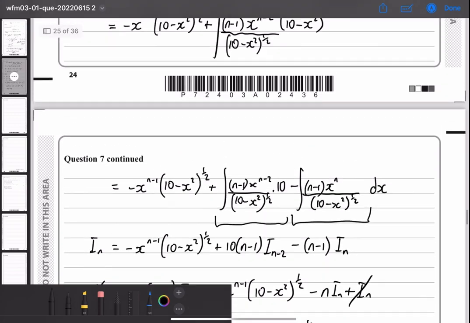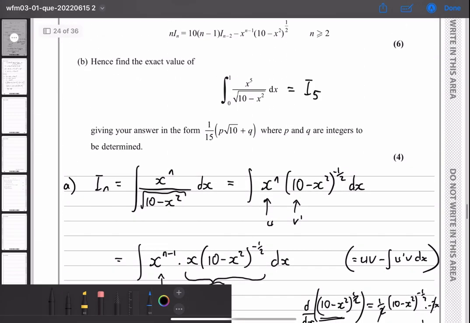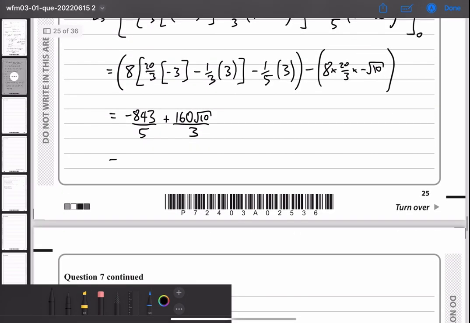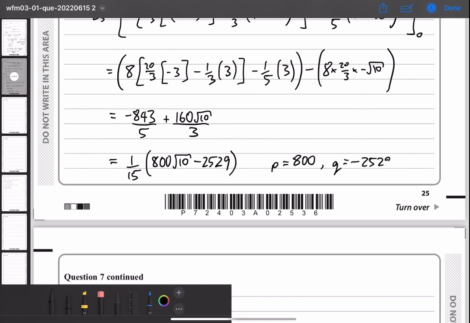Now if we go back up, what did they want? 1 over 15 something root 10 plus something. Okay, that's good. 1 over 15 makes sense. And then a something root 10 plus a something. So the root 10 term, if we pull that out, I'm going to have to multiply that 160 by 5 to give me 800. And pulling a 15 out of the other term, 843 times 3 is 2529. So P is 800 and Q is minus 2529.